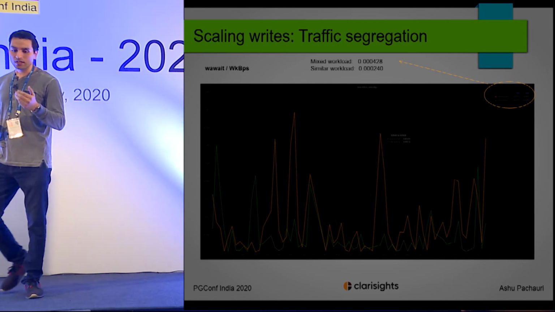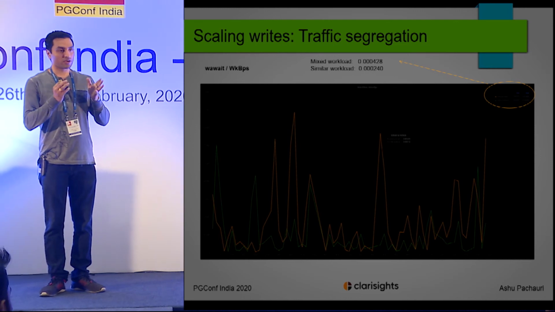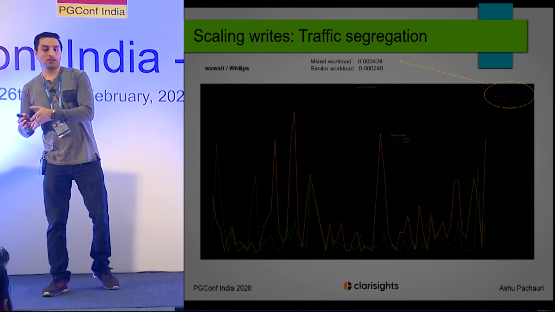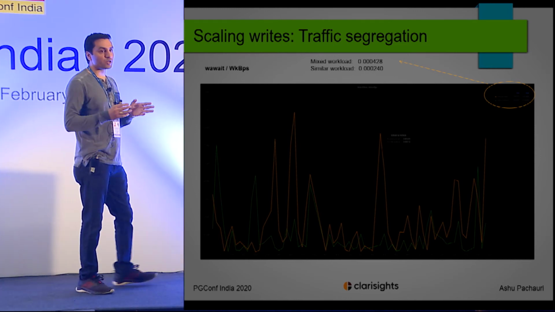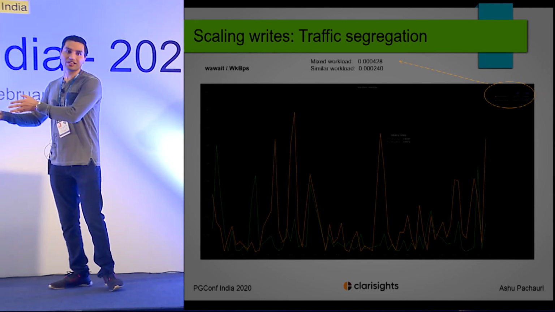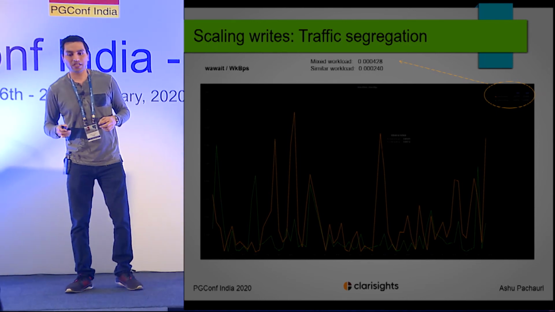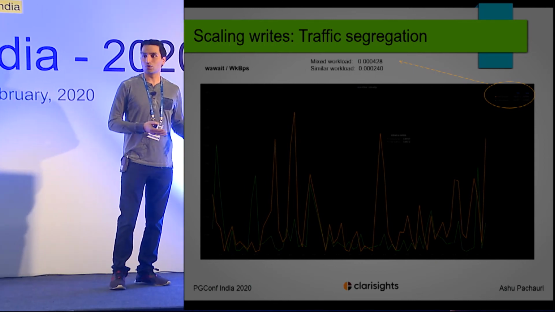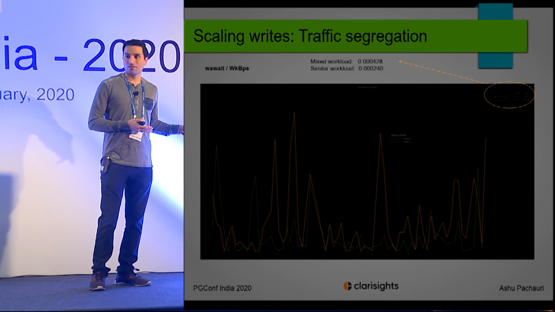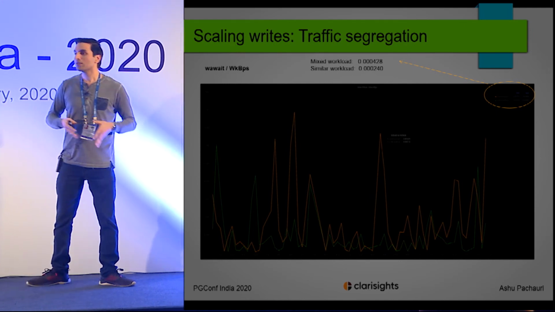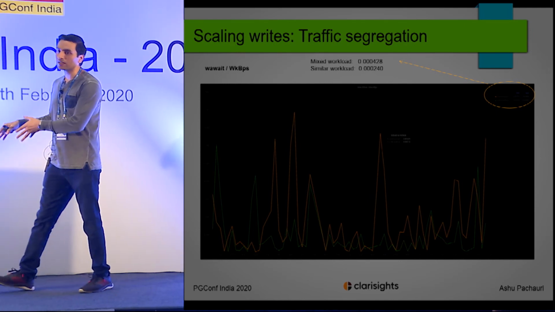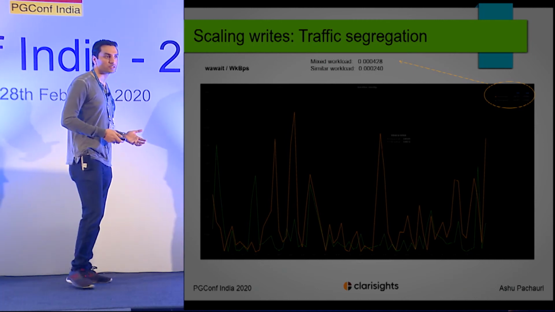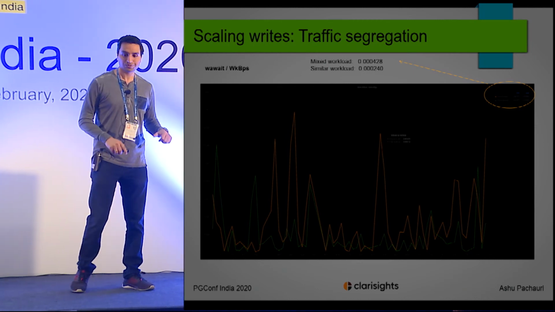So as you can see, the number for average write IO rate, in terms of kilobytes per second, is half for the disk that has a similar workload, with similar tables, where the chances of accessing the same location are higher compared to a mixed workload, where the chances of accessing the same location on disk are lower.